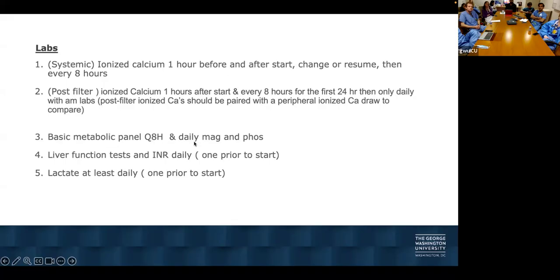BMB is every 8 hours, and daily mag and phos. Liver function test and INR daily, and one prior to start, just to make sure that we know the situation. Same for lactate: we need lactate daily and one prior to starting. So these are the labs, and they're going to be in the order.